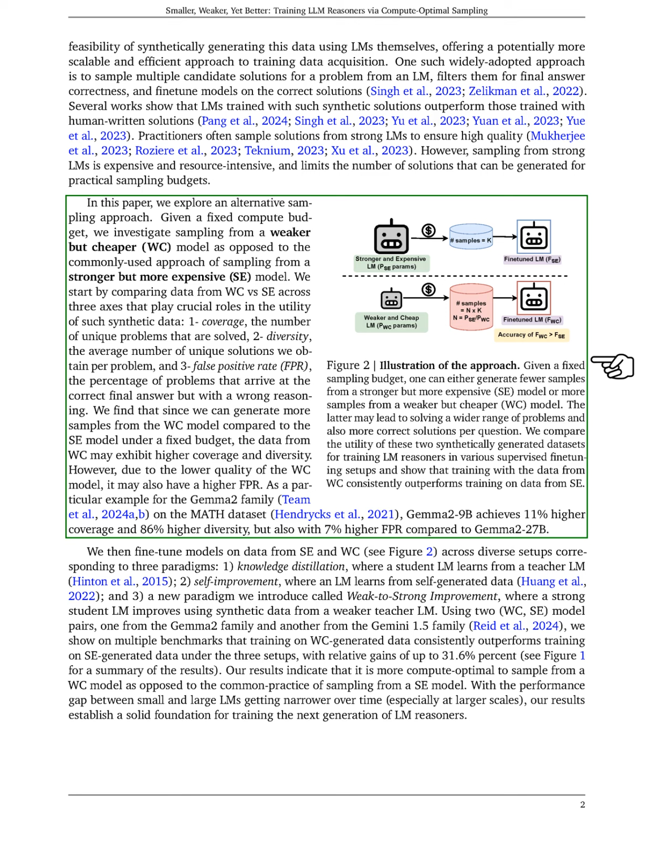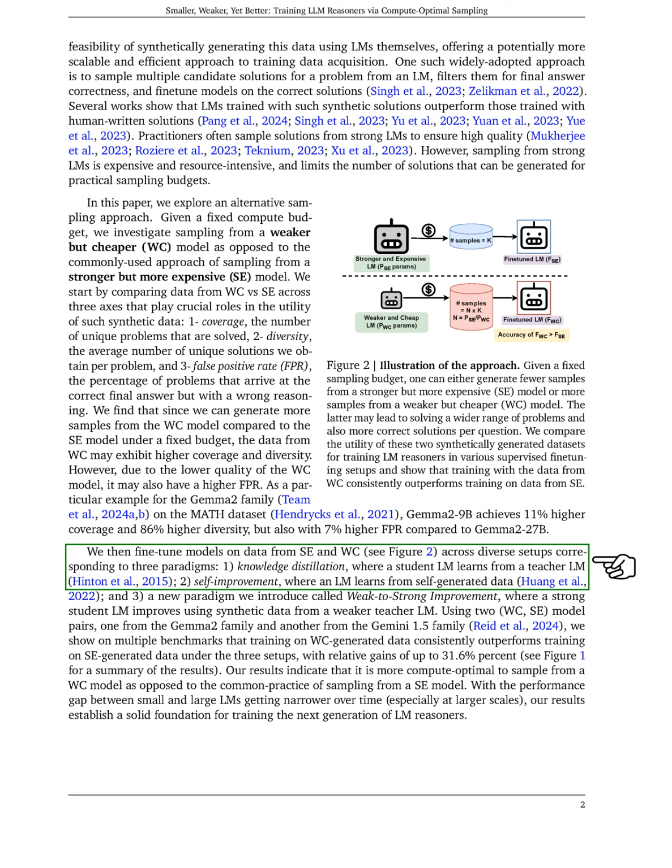Our findings suggest that the weaker model can produce more samples within a fixed budget, potentially leading to higher coverage and diversity. However, it may also have a higher FPR due to its lower quality. For instance, when comparing two models from the Gemma 2 family on the math dataset, the weaker model showed 11% higher coverage and 86% higher diversity, but also a 7% higher FPR.